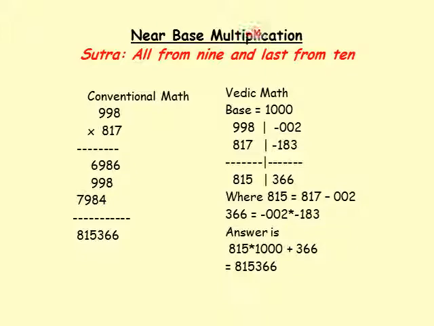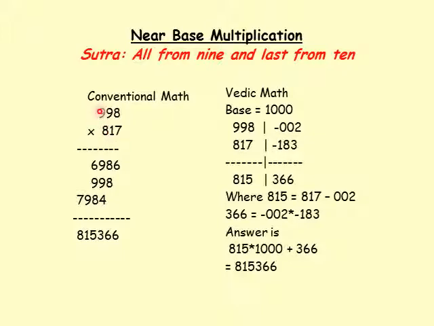Now we will do near base multiplication. It's a special multiplication when the operands are close to a base number. The sutra we will use here is all from 9 and last from 10. The example we use is 998 times 817. In conventional math, the first line is the multiplicand, the second line is the multiplier. So we multiply the multiplicand by the units position digit of the multiplier, which is 7. So 998 times 7 is 6986. Then we take the next digit of the multiplier, which is 1.